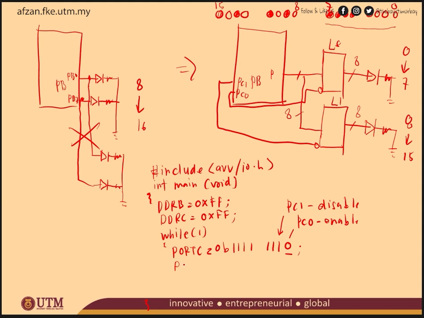So port B equal to what number here? 0B11110000. Why 1111 0000, not 0000? Because you see here, what type of common LED do I use? Common cathode. With common cathode, if you send 1, your LED will be on. If you send 0, the LED will be off. So this goes to your port B.